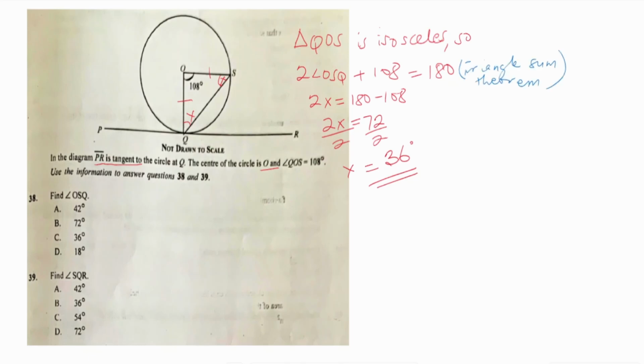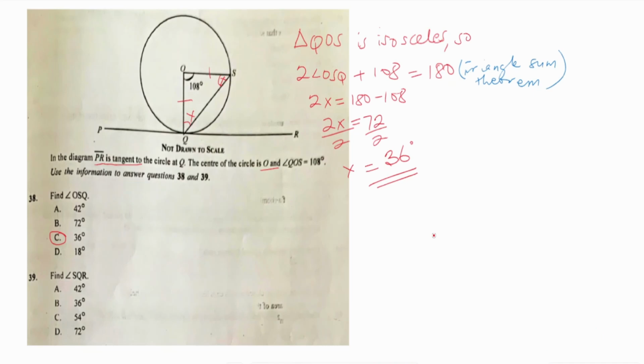Then substituting X in place of angle OSQ and subtracting 108 from both sides, 2x will be equal to 72. Dividing both sides by 2, x will be equal to 36, which makes C the correct option to the problem.